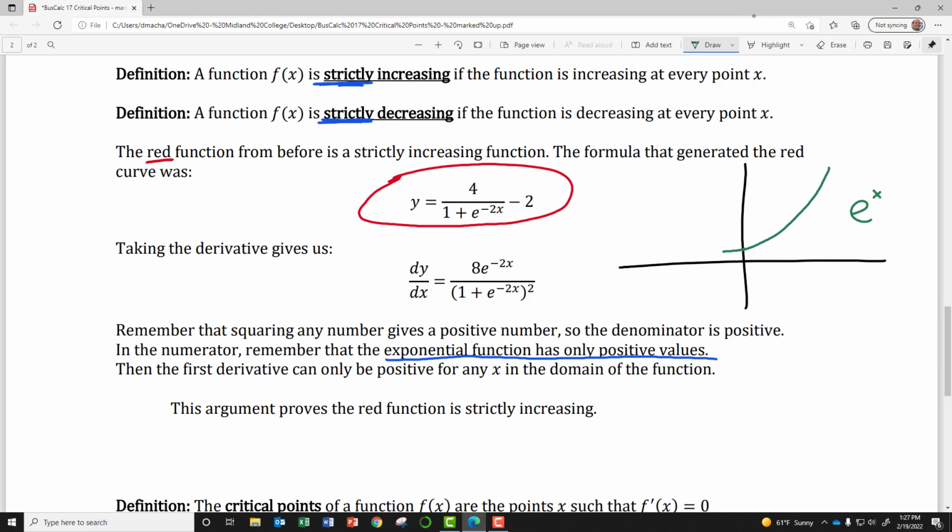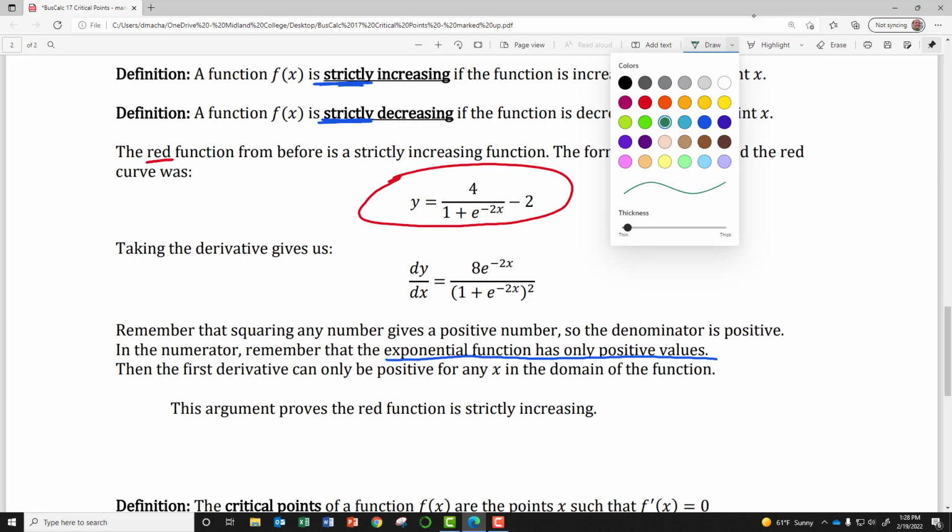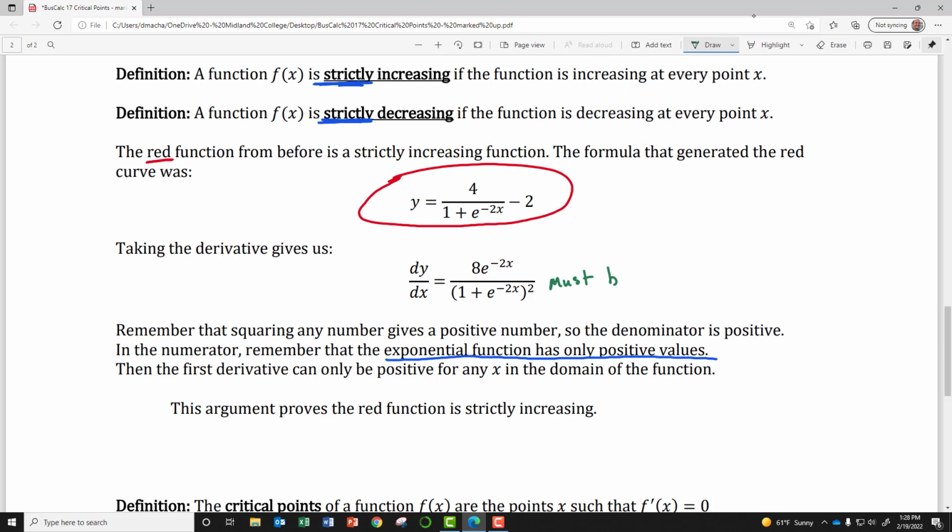And on the left, it actually approaches the horizontal asymptote at y equals 0. But you can never have a 0 value for your exponential function. You can never have a negative value with just the plain old exponential function. So the numerator is positive as well. And so that means this derivative must always be positive. And if this derivative is always positive, that means this red function is strictly increasing, right? So it's increasing everywhere if the derivative is positive everywhere.